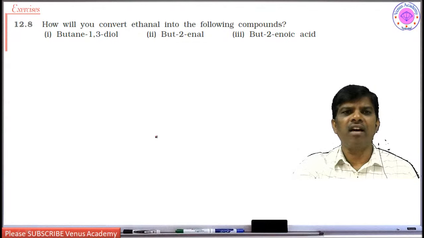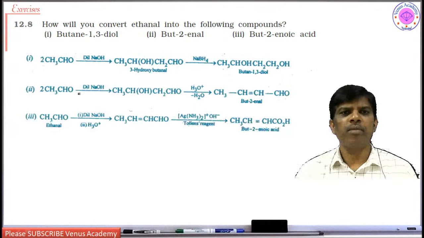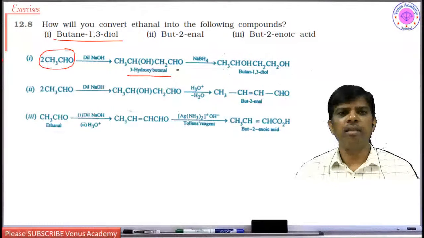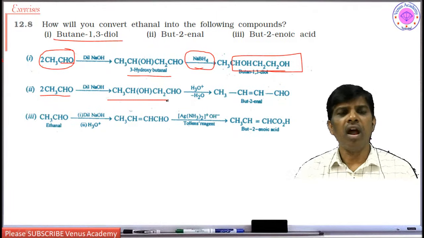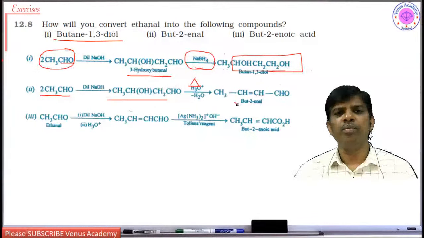How will you convert ethanol into the following compounds? For example, ethanal is nothing but acetaldehyde. The IUPAC name of acetaldehyde is ethanal. Right? So when I do the aldol reaction, I am going to get 3-hydroxybutanal. This upon reduction with sodium borohydride gives the 1,3-diol. Then the same acetaldehyde, when I treat it with dilute sodium hydroxide, gives the aldol product. The aldol product upon acid treatment and heating loses water to give butenal.